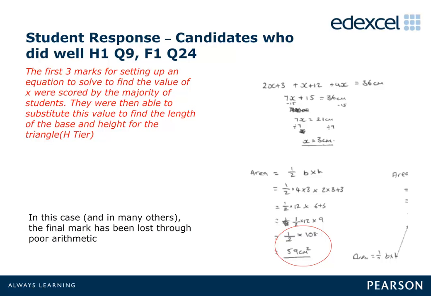From the Principal Examiner's paper H1 report: the first 3 marks, for setting up an equation to solve to find the value of x, were scored by the majority of students. They were then able to substitute this value to find the length of the base and height for the triangle. Higher tier. A general issue throughout the paper ones was the inability of many students to calculate accurately.